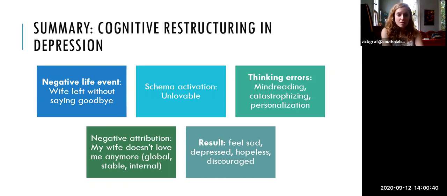So based on those thinking errors, he came to the negative attribution that his wife doesn't love him anymore. And this is a global, well, not a stable attribution. Rather than thinking she's mad at me, which was his initial thought, he went to a more stable attribution, something that's less likely to change, that she doesn't love him. And as a result, he was feeling suicidal, sad, depressed, hopeless, discouraged.